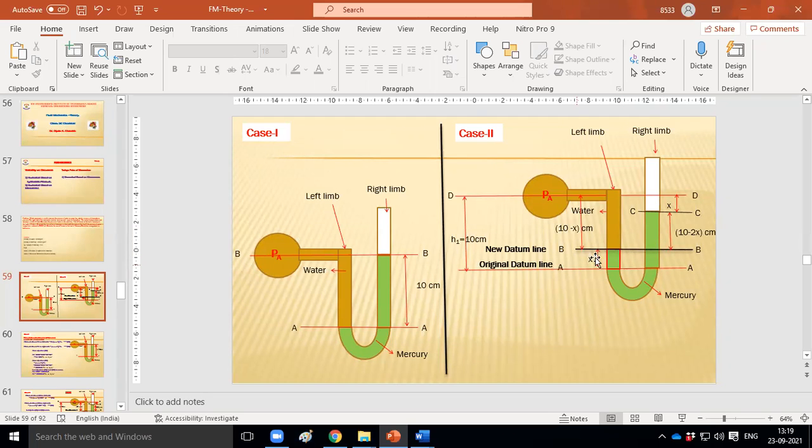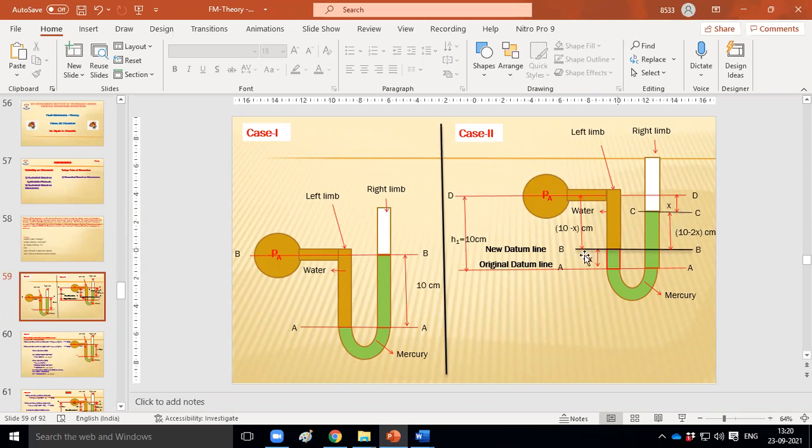And why is this height considered as X, this BB line? Because the pressure in the pipeline is reduced. See, in the first case, the pressure we already calculated, and at that time the level of mercury was showing the horizontal line AA dash, that is the datum line. But in the second case, the pressure is reduced. That's why the mercury level goes up in the left limb, and that is represented by the height X. And the same height goes down in the right limb.